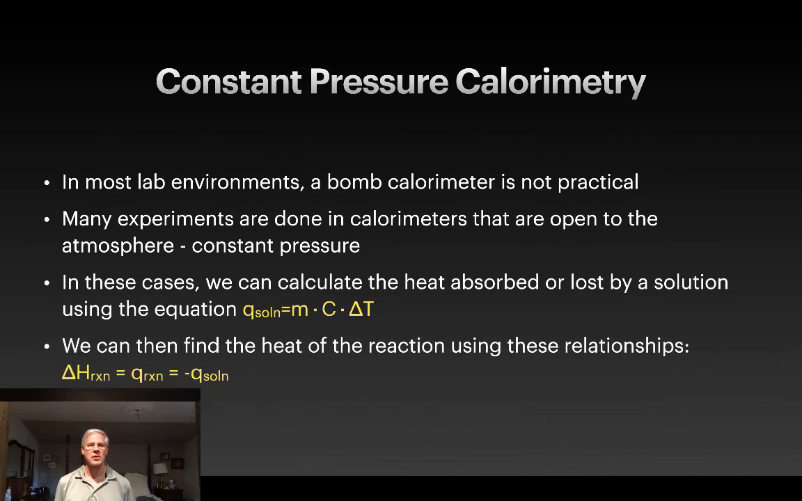Once we do these, we can find the heat of the reaction using these relationships. We can figure out what the Q of the solution was by knowing the mass of the solution, the specific heat of the solution, and how much it changed its temperature. That allows us to calculate Q of solution. I just need to change the sign of the Q of solution to get the Q of the reaction. And the Q of the reaction is going to be equal to the delta H of the reaction. So we can actually do quite a few calculations here to reach the enthalpy of reaction for a reaction that's occurring in solution.